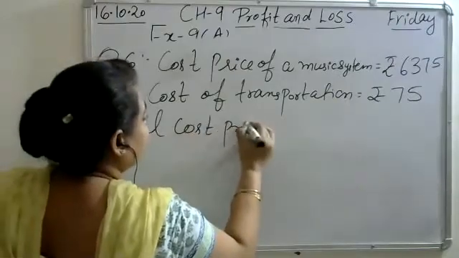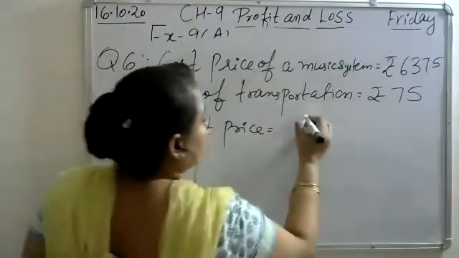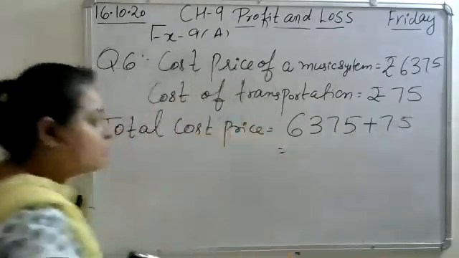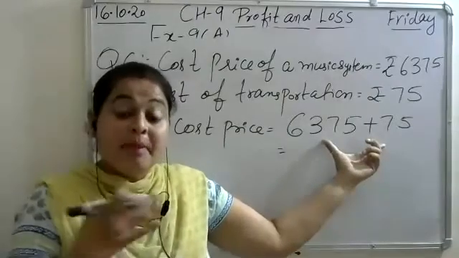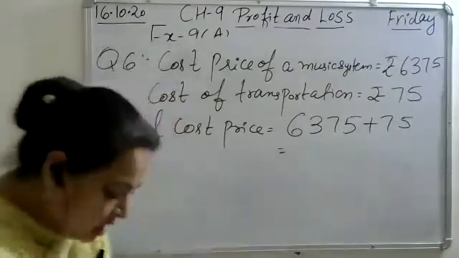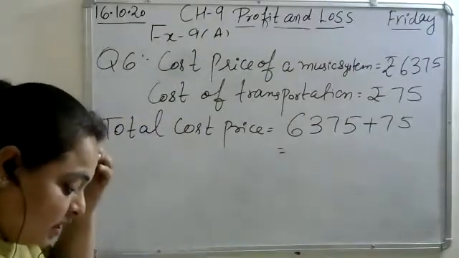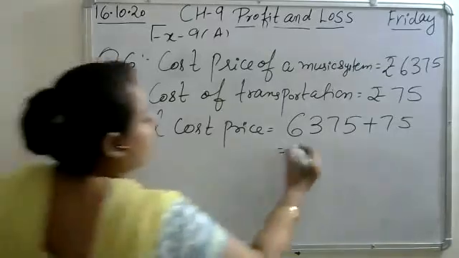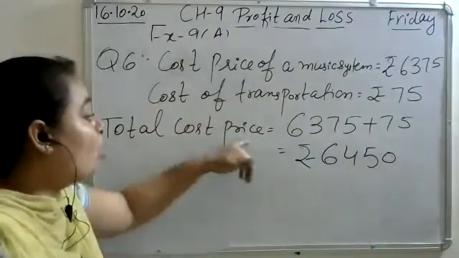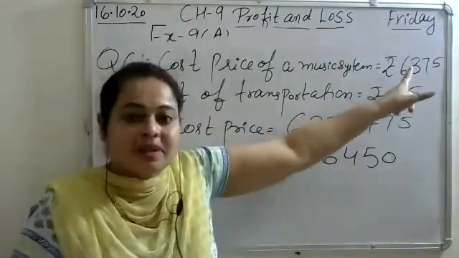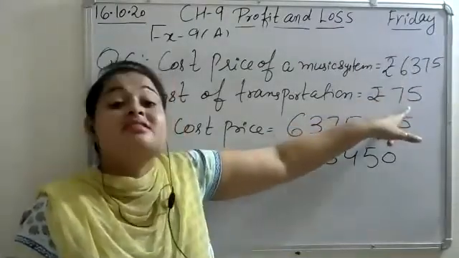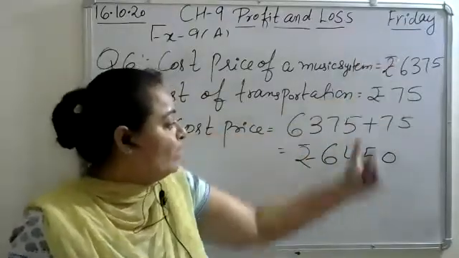Total cost price: add both, 6375 plus 75, because both monies are paid by us. We paid both of these monies ourselves. Okay, so after addition you will get 6450. The cost price is actual cost plus transportation. So you will add both.